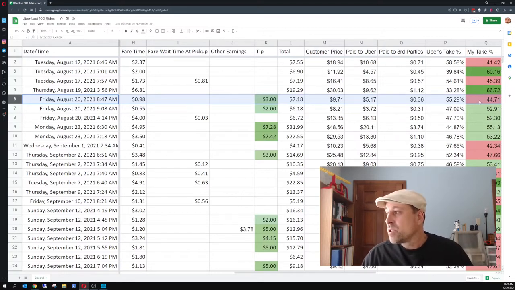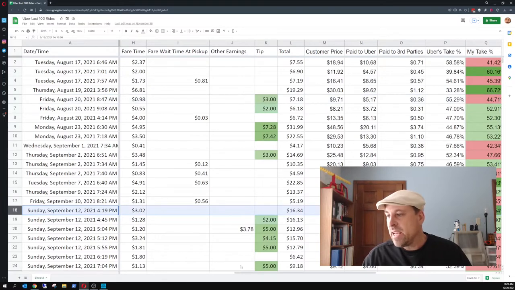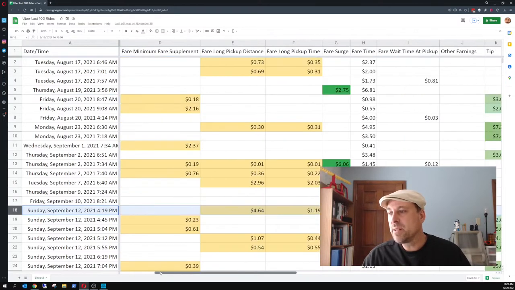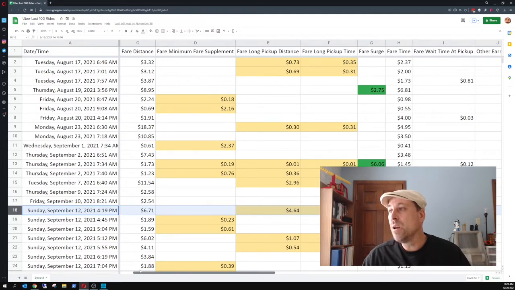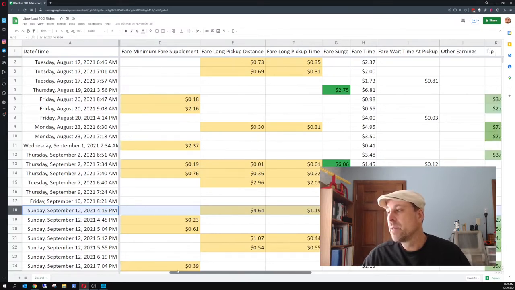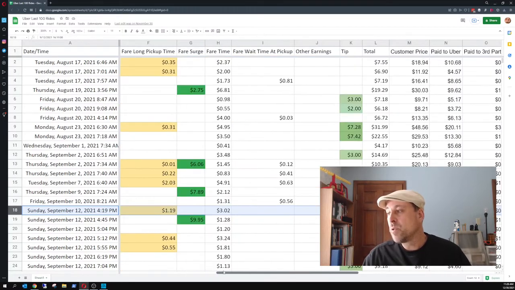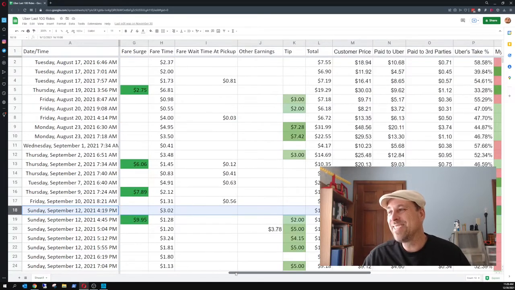Let's take a look at a trip where I had the highest take. That was this one on a Sunday at 4 p.m. Again, like I said, I don't typically drive on weekends, but occasionally I do. Again, a long pickup fee here. I got $4.61 on a long pickup fee. And no tip, of course. Why would they tip you for that?